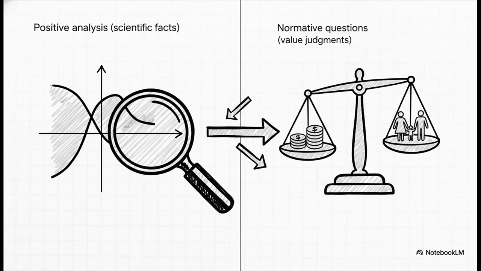And this whole issue just perfectly ties together everything we've talked about. There's a positive question. What is the actual, testable effect of raising the minimum wage on jobs? Economists spend their careers studying that. But then there's the normative question. Is it fair? Is it just? Should we have a minimum wage, regardless of the effects? And that's a value judgment that we have to make as a society.